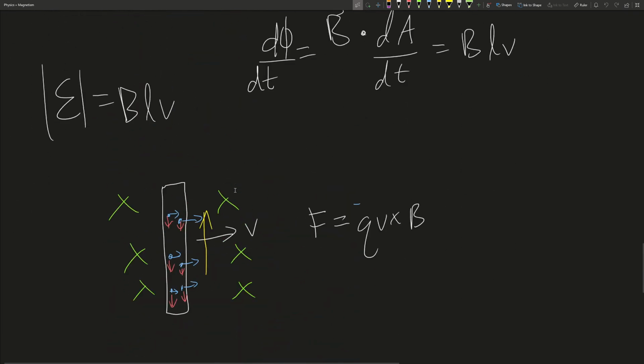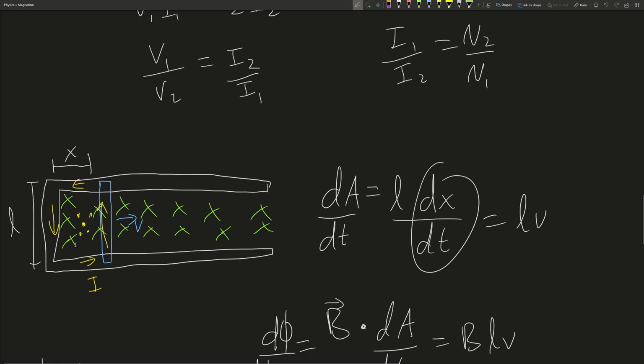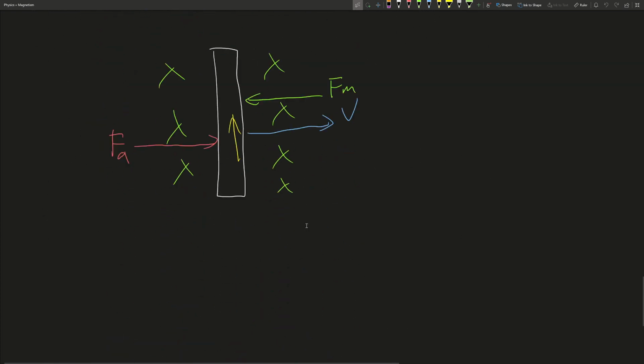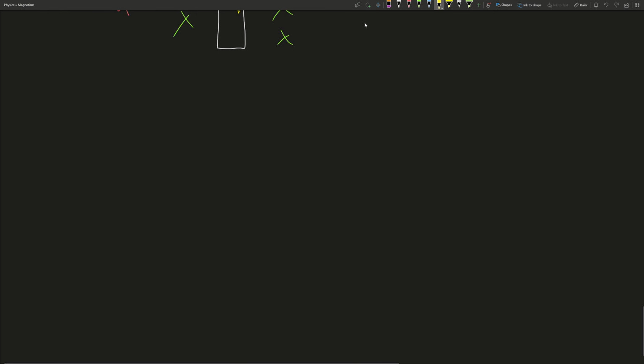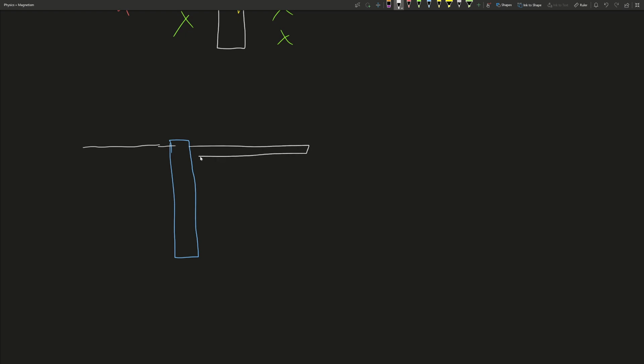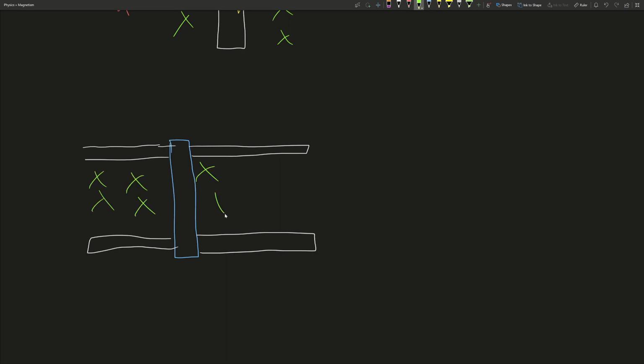Okay, and then one more thing you can see is, let's just say you have a bar here, and then you produce a current through the bar. So this is almost like how a railgun works. So again, let's just say you have a conductor here, and you have these two rails on this conductor, and you have a magnetic field. So let's just say you have a magnetic field going into the page here.